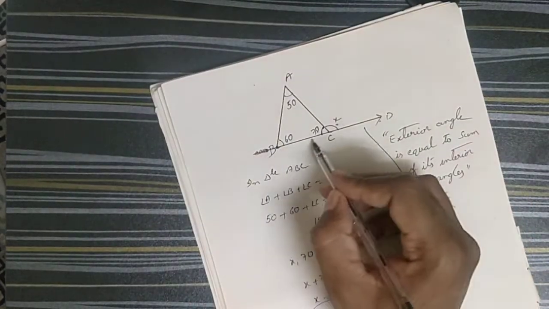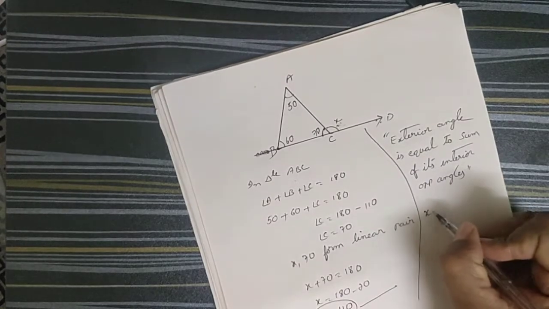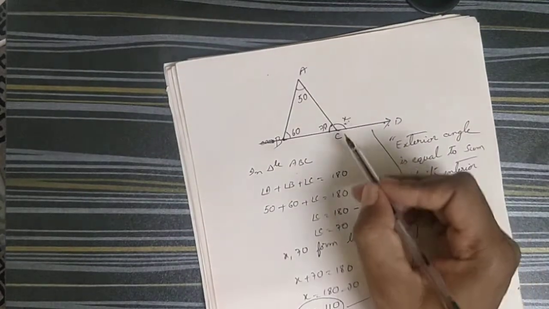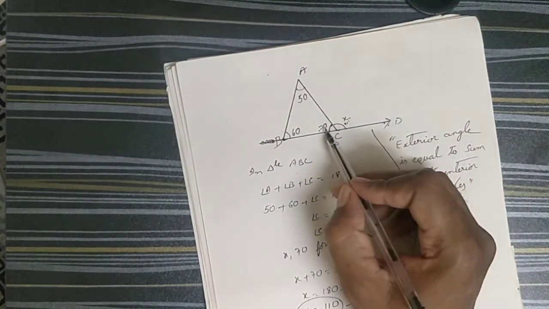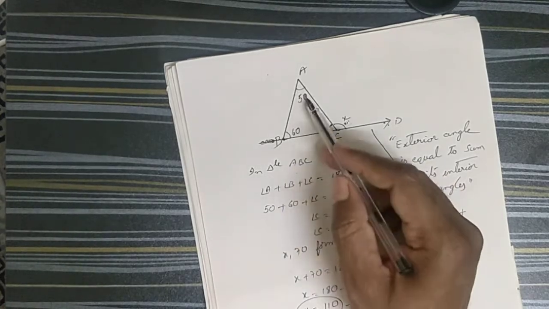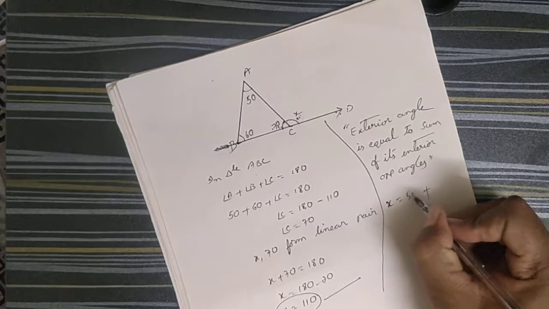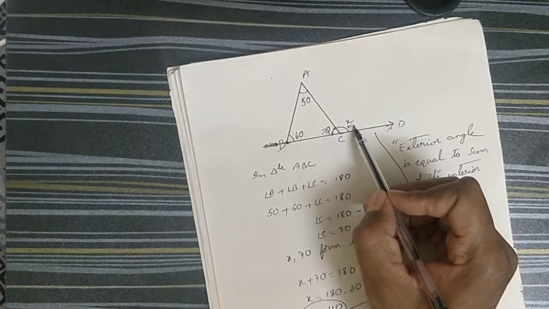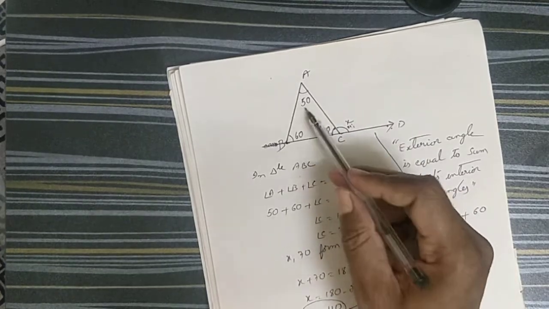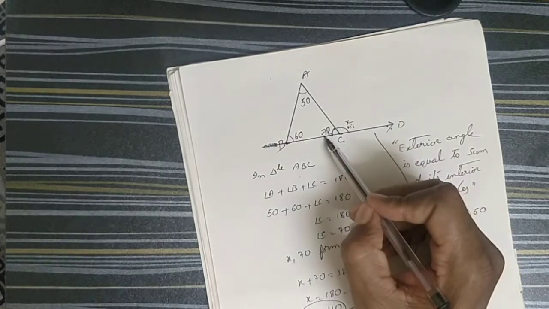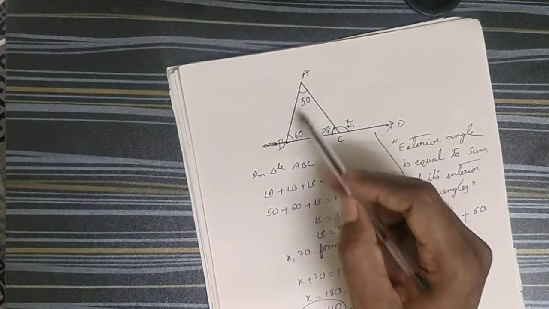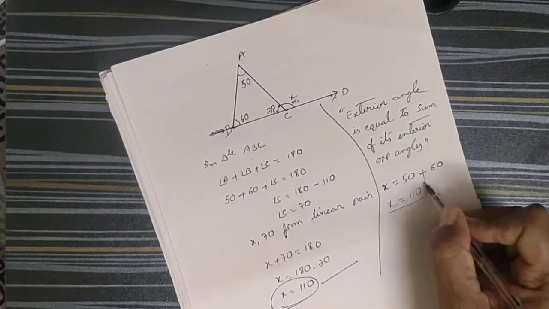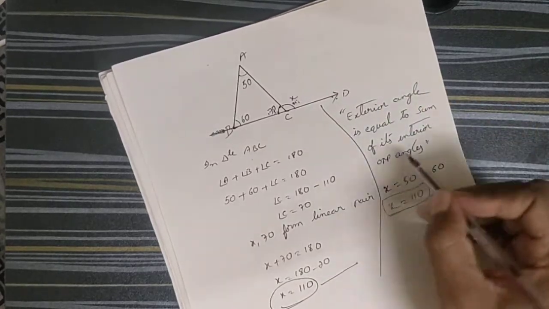Directly, the BC side is produced, so X is the exterior angle. Exterior angle is equal to the sum of, which means you have to add. This exterior angle's interior angle is 70. For this 70, the opposite angles are 50 and 60. So 50 plus 60 is 110. So X is equal to 110. How many steps did you do? Only one step, that's it.